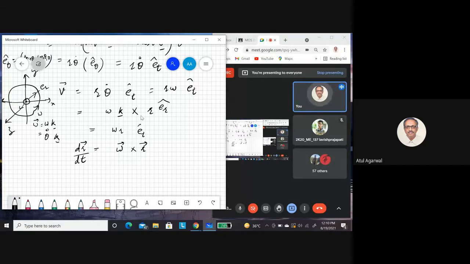So if you do your k cross er, which direction it will point, Lavish? K cross er. If I am at this position, my er is like this. My k is pointing outward towards you, perpendicular to the plane of the screen. Sir, this was tangential, sir. Yeah, so it will be tangential, and in which direction? Sir, toward x. Will it not be in this direction? K is outwards, and if you are doing k cross er, right hand screw will go tangent towards y direction.